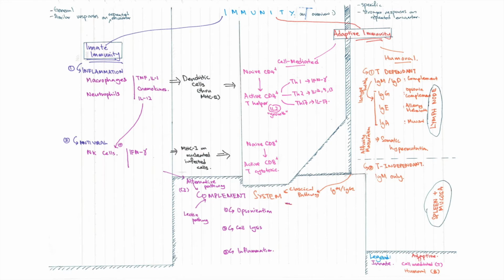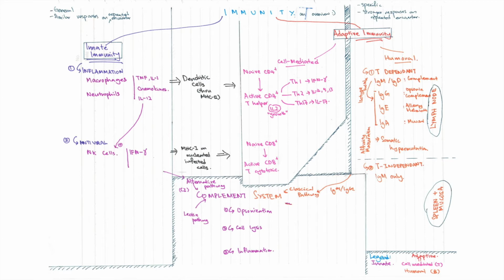So cell-mediated, for now I'll just say that there's two types of T cells: CD4 plus T helper cells and CD8 plus T cytotoxic cells. I'll also say that under CD4 plus, there are different types of effector cells, like Th1, Th2, Th17. There's also a T follicular helper and a T regulator. Alright. Then for the humoral part, we have a T-dependent reaction and a T-independent reaction.